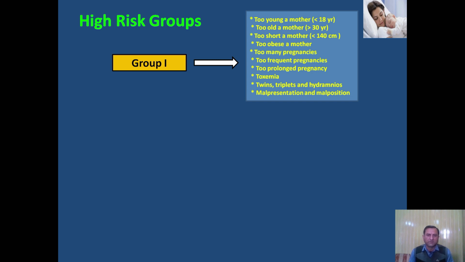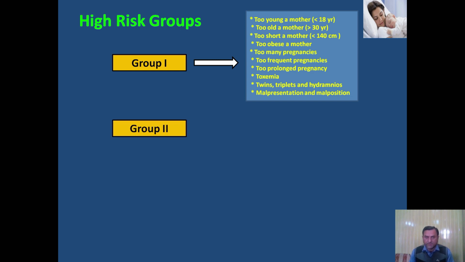Then, if she has a history of twins, triplets, and hydramnios, again, we'll have to be careful. That means the mothers need special care and may have to be referred to a higher center. Then malpresentation, malposition. If there is a history, or you detect on examination, we may have to refer them to a higher center immediately.